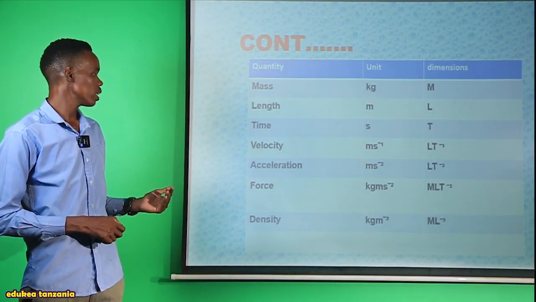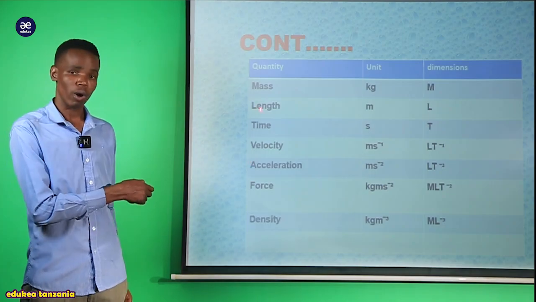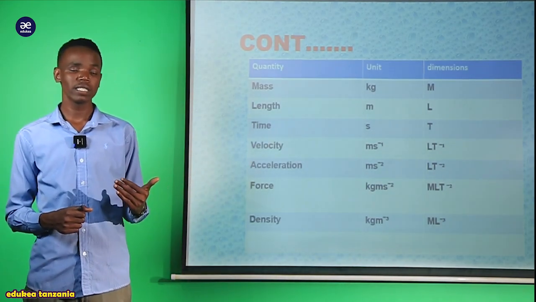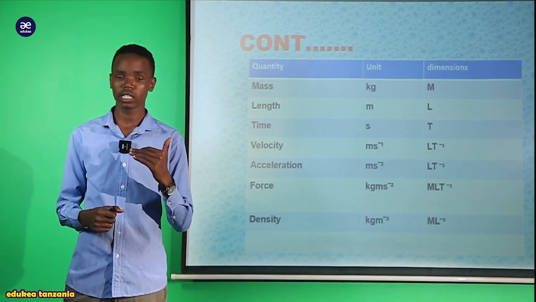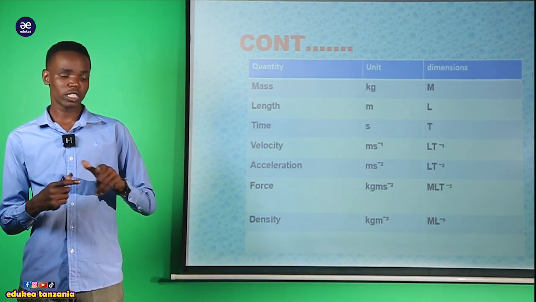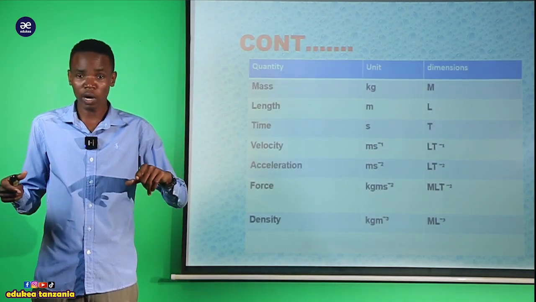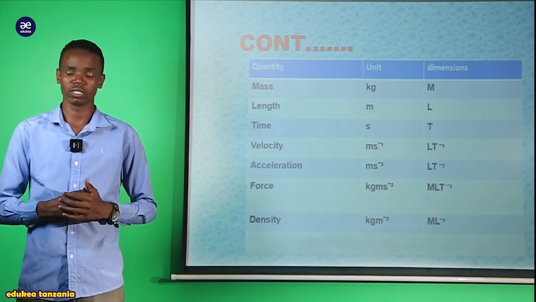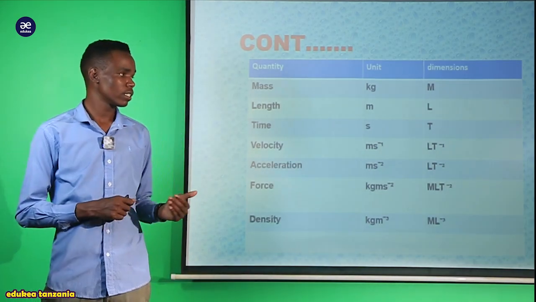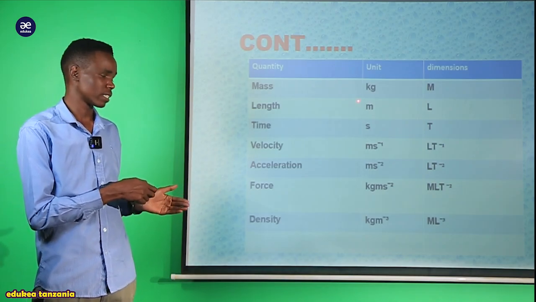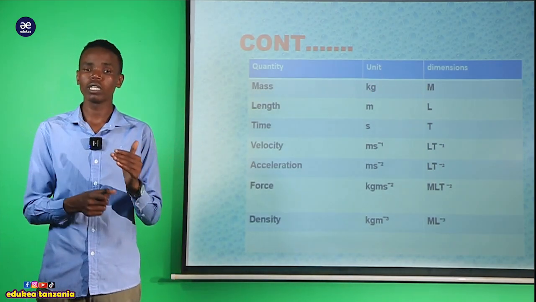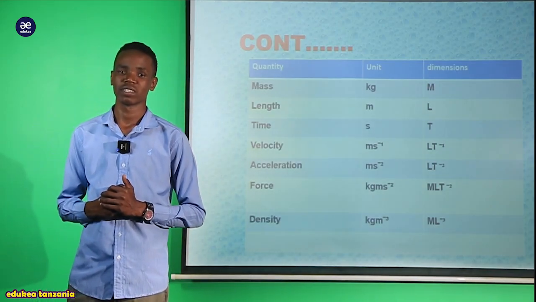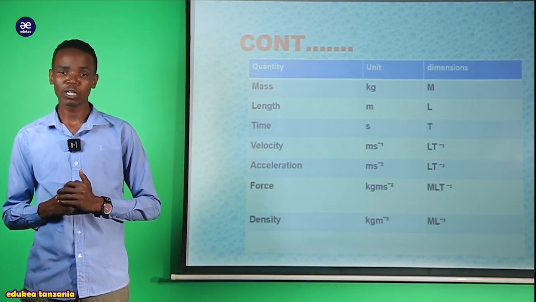On our table, my dear student, we have our quantities. And on this quantity, my dear student, there is the fundamental quantity and also the derived quantities. But we simplify those derived quantity so as to get the fundamental quantity, and that can give us the dimensions. For instance, at the first row, we have the mass. The unit of mass we know is a kilogram. Now, what is the dimension of mass? You will be asked to find the dimension of mass.